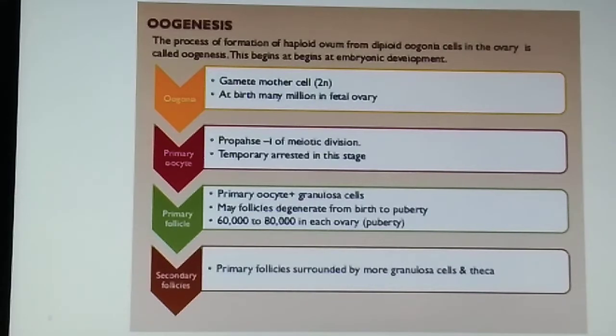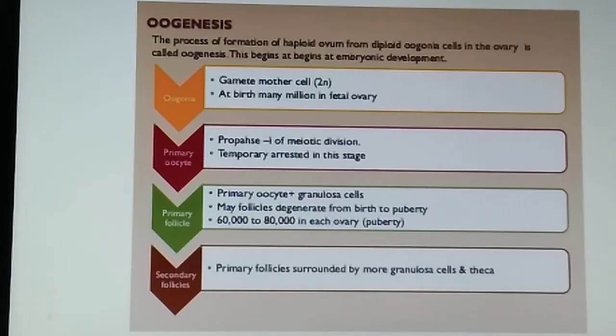Fine. So now exactly what happens: oogenesis is initiated during the embryonic development stage, when a couple of million gamete mother cells, oogonia, are formed within each fetal ovary. You can see here, students, the first one is oogonia. Now these cells start division and enter into prophase 1 of the meiotic division, where they get temporarily arrested. This stage is known as primary oocyte. So you can see here the second one is primary oocyte.